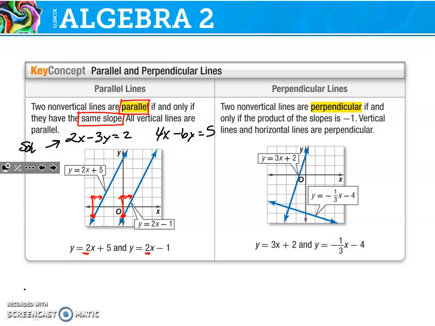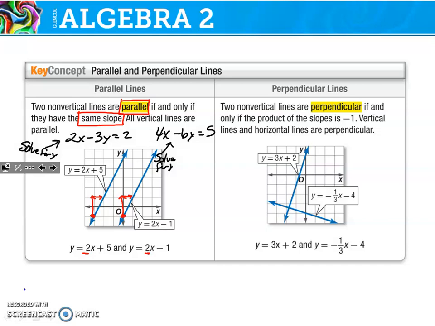Solve for y. As long as you solve both of those for y, then you're going to look at the slope. Do they have the same slope? If they do, then that means that they are parallel.